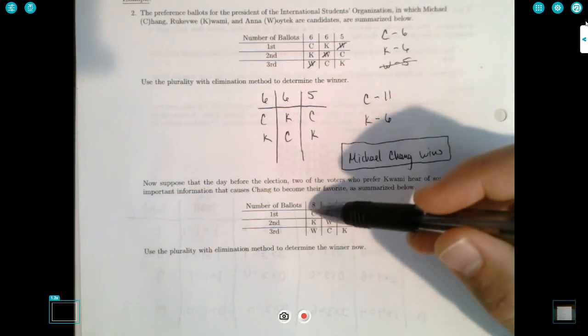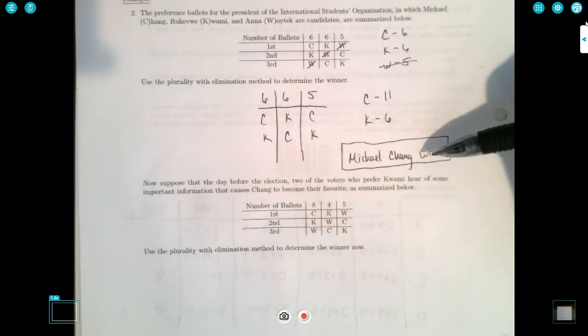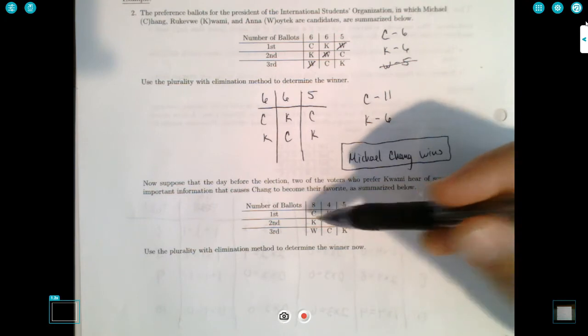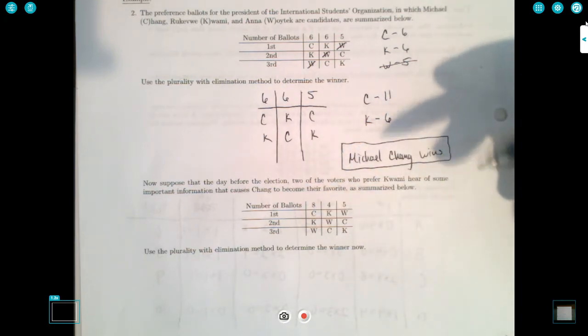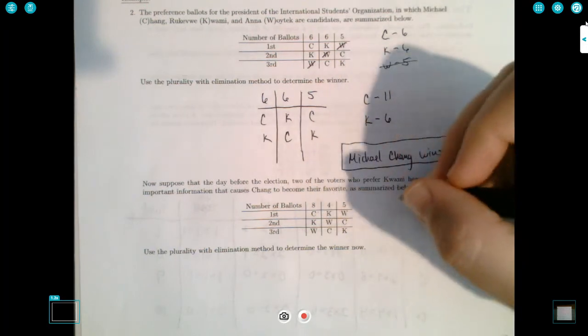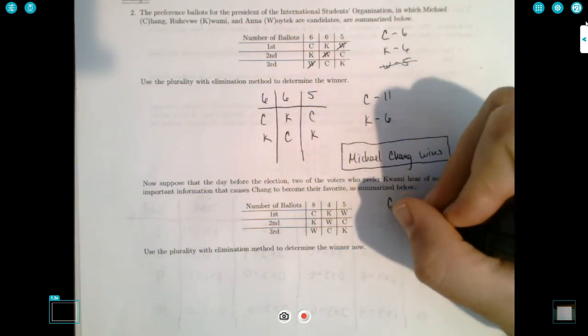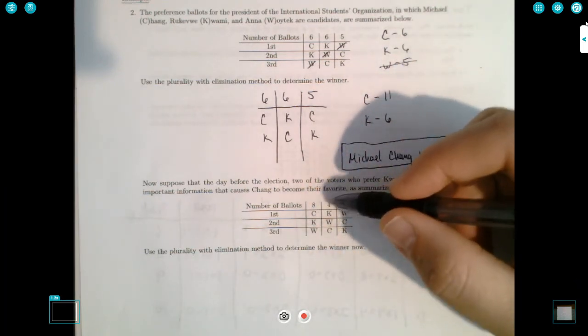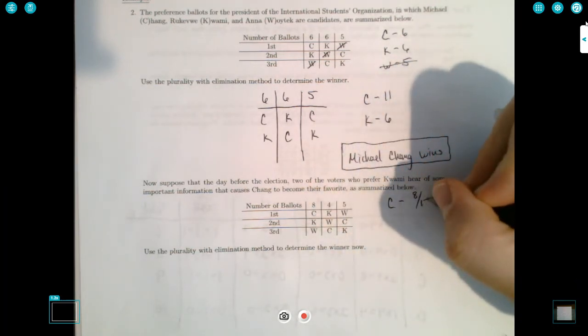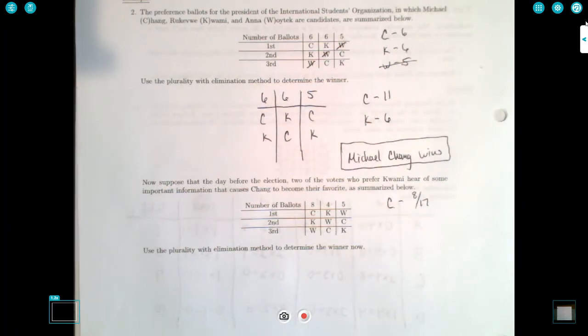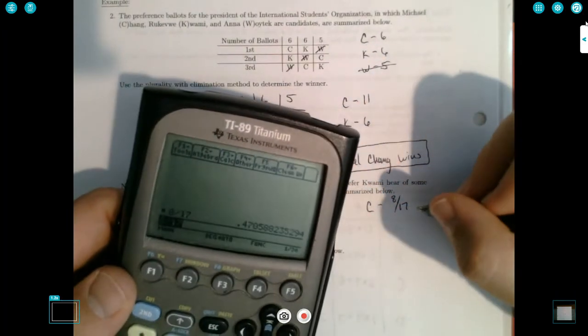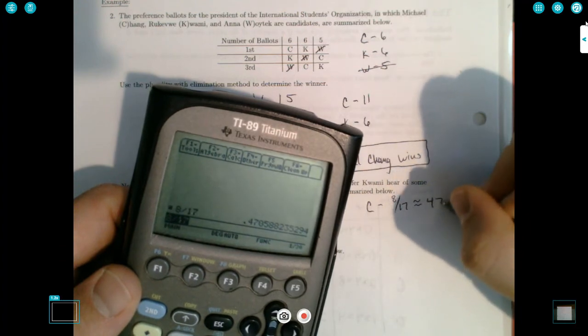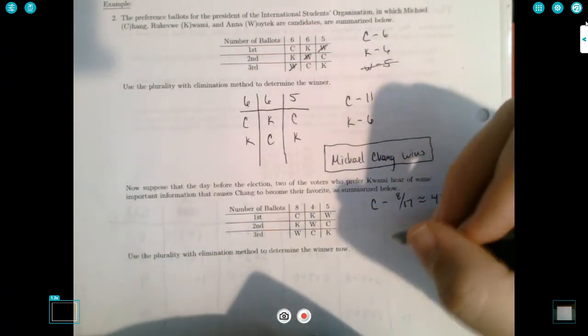So in other words, Chang has become a lot more popular, and since Chang won the first time around, since he's become more popular now, you would expect him to win the second time around. Let's see if that happens. So first of all, note that Chang got 8 out of how many votes? 8 plus 4 is 12, plus 5 is 17. 8 out of 17 is not quite 50%. That's like 47%. The other 2 are even less, right?